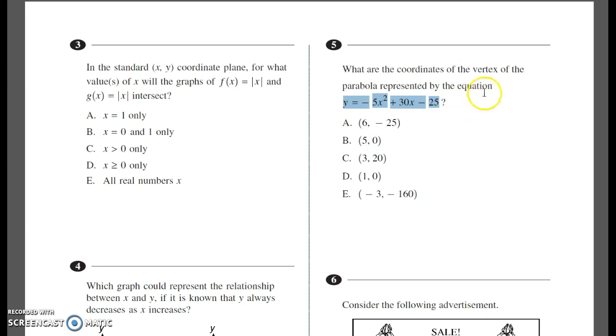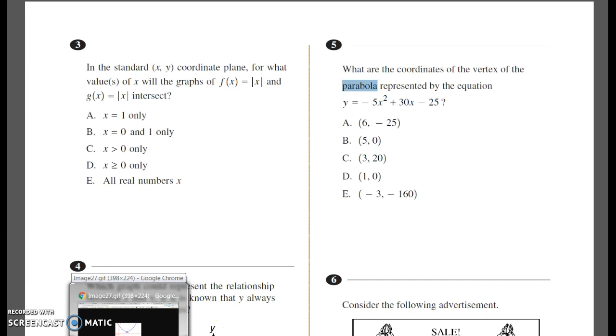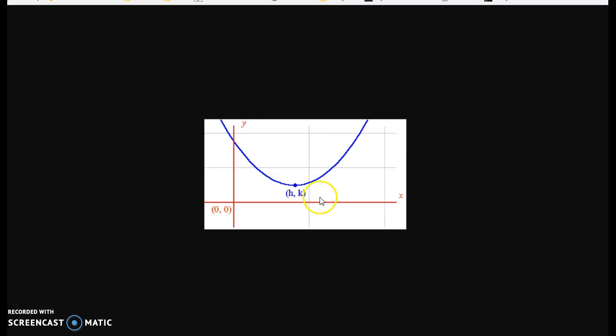But first I want to talk to you about vertex and parabola. Now, if you saw question number 4 in a previous video, you've seen a little bit about the x and y coordinates and how they work. This takes place on an xy coordinate plane. So this is the point of origin, this is our x-axis, this is our y-axis, and this shape here is a parabola.